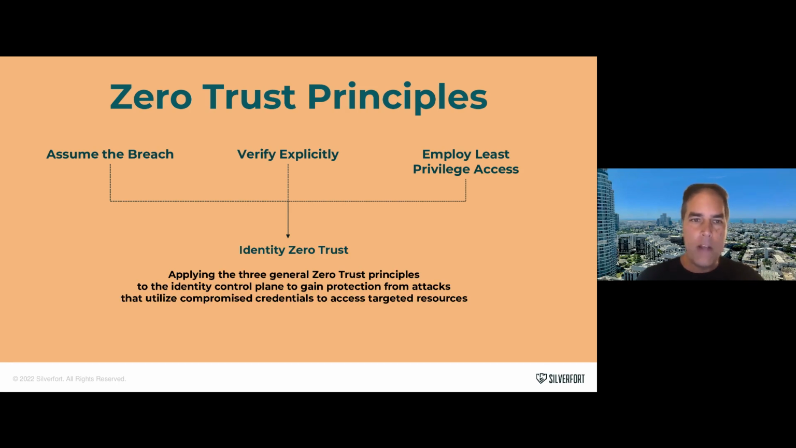Now, the question here is, how do these principles fit into the context of identity zero trust, right? So let's apply them to what we might call the identity control plane, right? And what is the goal here? Well, the goal of zero trust as it applies to identity is, of course, protection from attacks, but protection from attacks that are using compromised credentials to gain access to targeted resources.